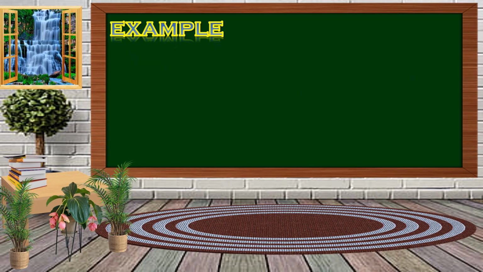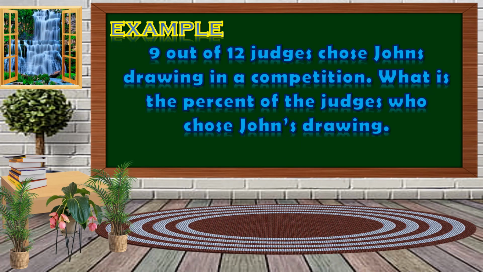Next example: 9 out of 12 judges choose John's drawing in a competition. What is the percent of the judges who choose John's drawing? So 9 out of 12, what is the percentage of that? We're first going to identify the givens. The percentage is 9, 9 out of 12, so 12 here is our base. And we're going to look for the percent, that is the rate.